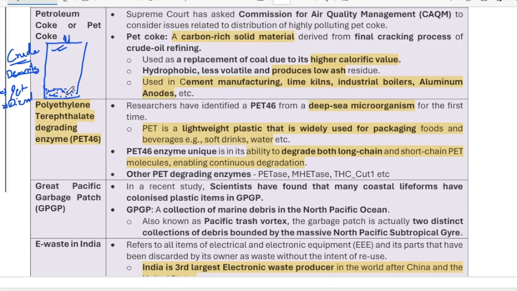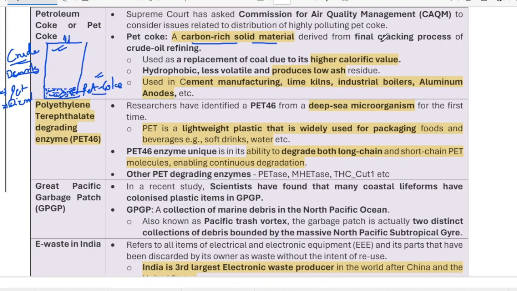Whenever this dense fluid collects at the bottom, this is called pet coke. Pet coke, or petroleum coke, because this looks very black in color, like coal, and this comes from petroleum products. So that's why its name comes as pet coke. Now, given this understanding, pet coke is a carbon-rich solid material.